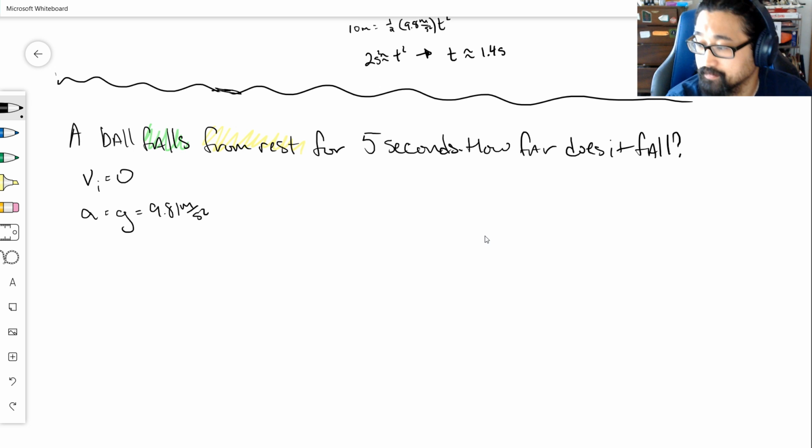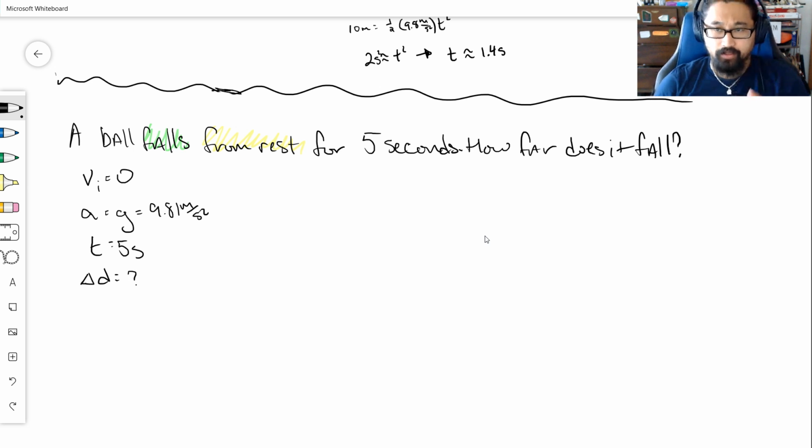So I know that. The next piece of information, the time, is 5 seconds, and we want to know how far does it fall. A couple things to look at here. One, when objects fall, it's because of gravity, which is why the acceleration is the acceleration due to gravity, which can be found on the front page of your reference table. It's in that big list of constants. Second, whenever something happens from rest, that just means it stopped.